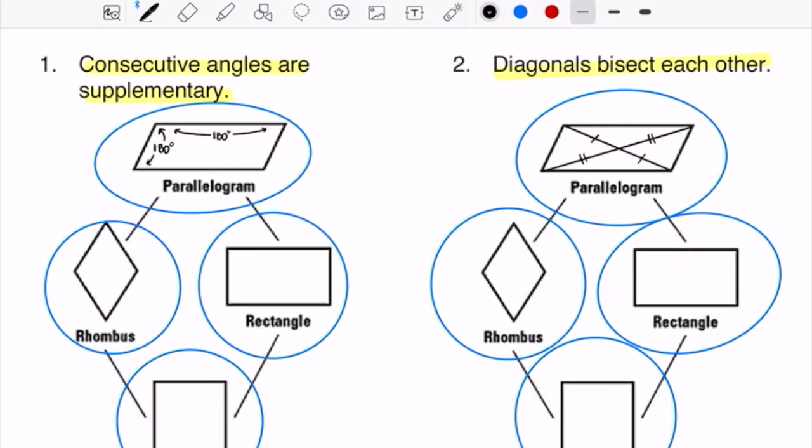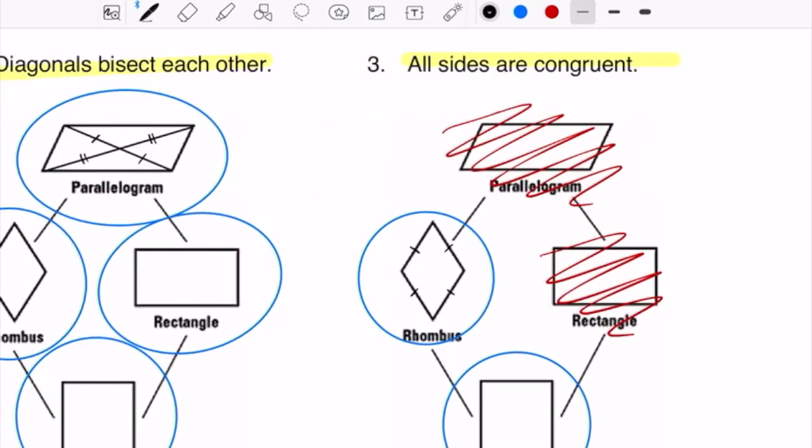Same thing with number 2, the diagonals bisect each other. That's true in a parallelogram, and so if it's true in a parallelogram, it's true in a rhombus and a rectangle and a square, so you're circling all 4. In the third statement, all sides are congruent. That's true in a rhombus and it's true in a square, but it's not true in a parallelogram or in a rectangle necessarily, that all 4 of the sides are congruent to one another. So you would cross those ones out because that does not apply to those.